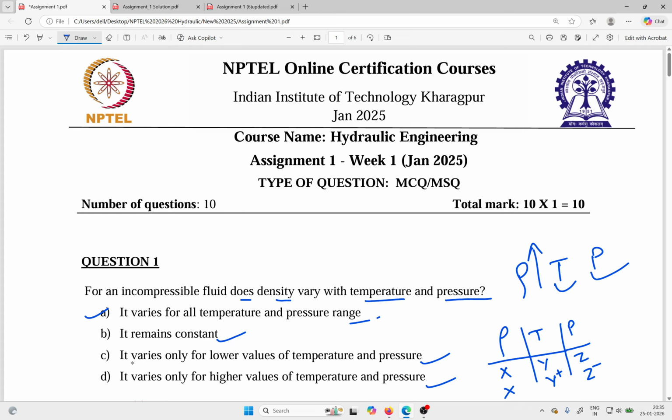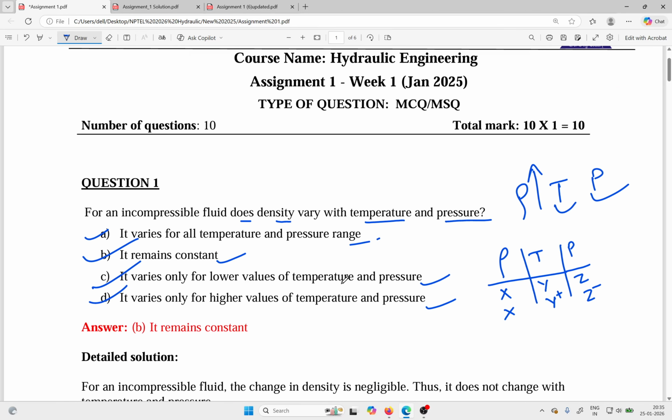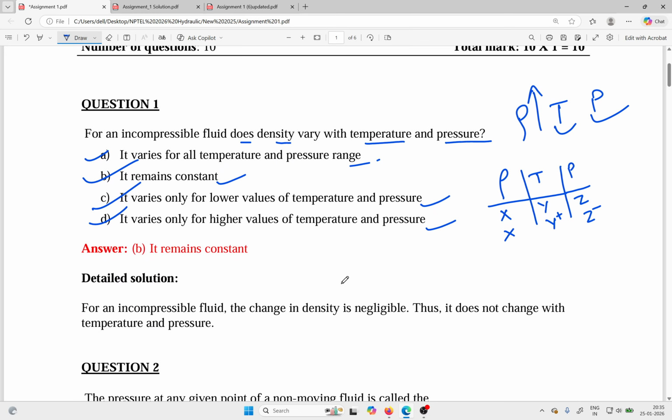Option C, what is it telling? It varies only for lower values of temperature and pressure. Option D, it varies only for higher values of temperature and pressure. So you have four options. Which option will be correct? You can pause the video and think, then try to reply. Here I'm going to show you the answer first. It remains constant.